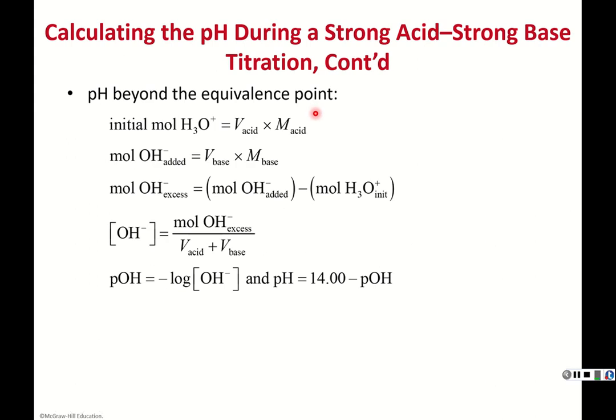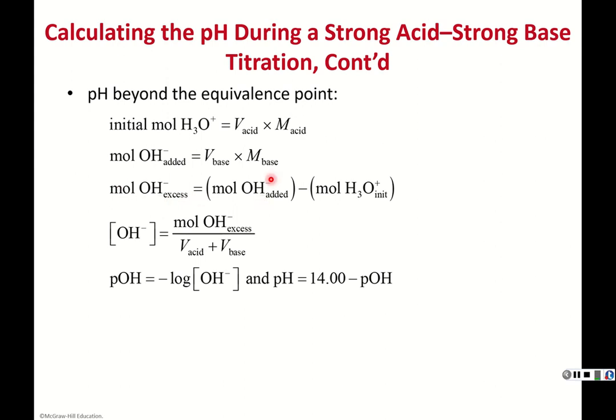Okay, a pH beyond the equivalence point, how would you calculate that? You would need to know your initial moles of your acid. Again, that's the volume of your acid times its concentration. The moles of OH- added would be the volume of base times the concentration of base. And then you'd find the moles of excess base that you've added, right? Because you're after the equivalence point, you've already added more base than you have acid. So you have to take into account how much excess base you have.